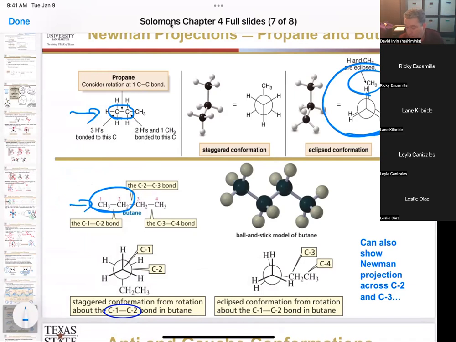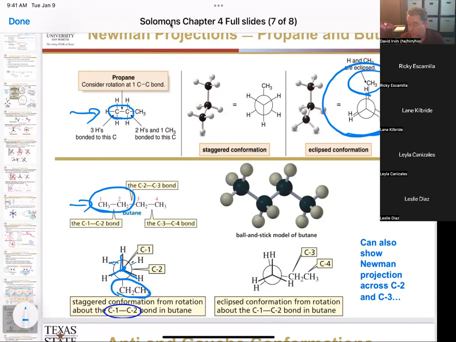So our 1 carbon is the one in front with 3 hydrogens on it. Boom, boom, boom. And our back carbon, our second carbon, is the one with 2 hydrogens and a CH2 group. That's different than if I told you to draw it between the 2 and the 3.